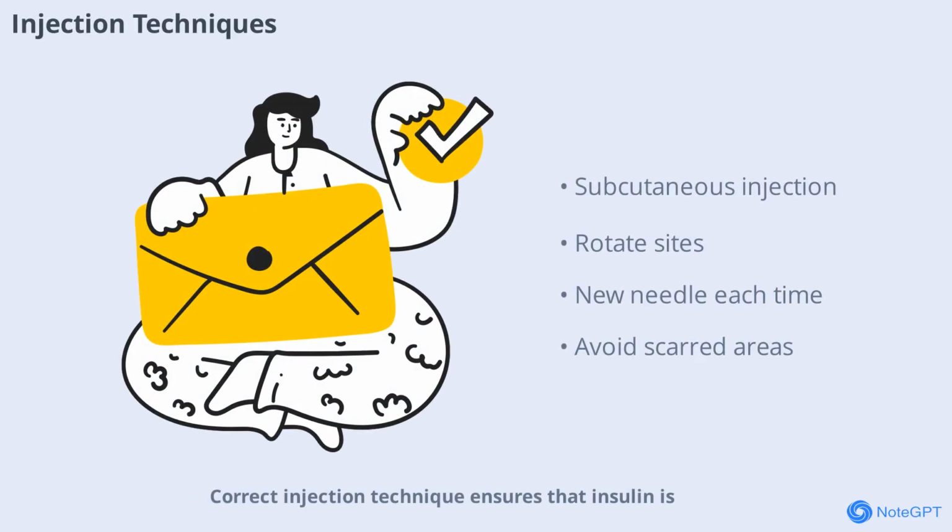Correct injection technique ensures that insulin is delivered into the subcutaneous tissue for optimal absorption. Use a new needle each time, rotate injection sites, and avoid injecting into scarred or lumpy areas. Proper technique reduces the risk of lipodystrophy and improves glycemic control.